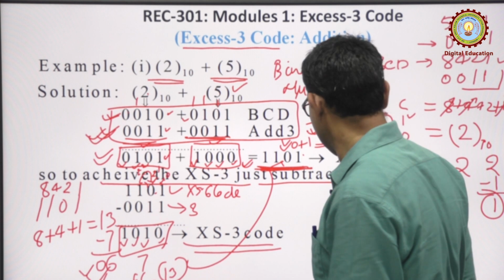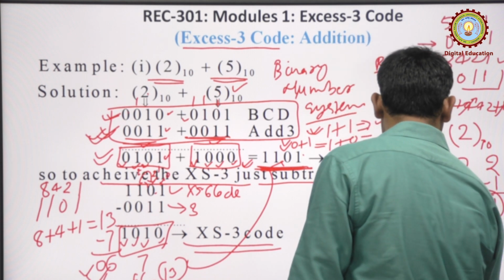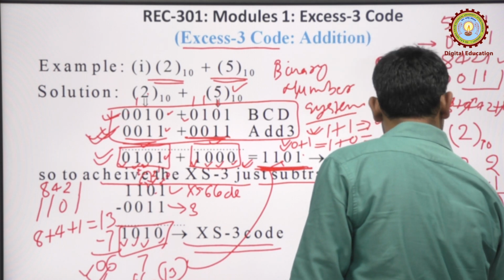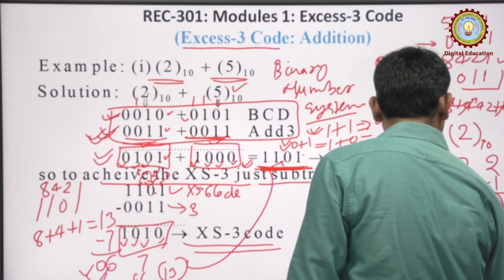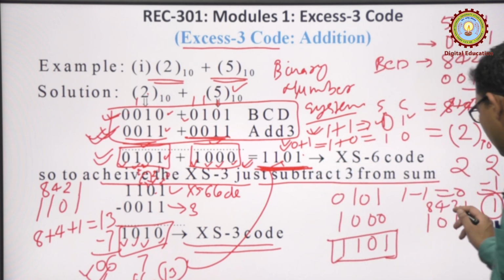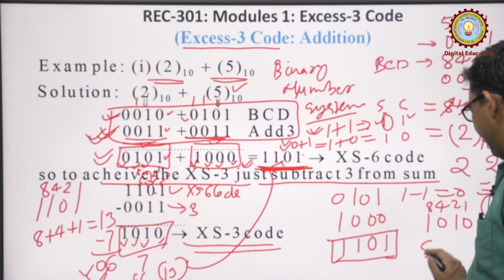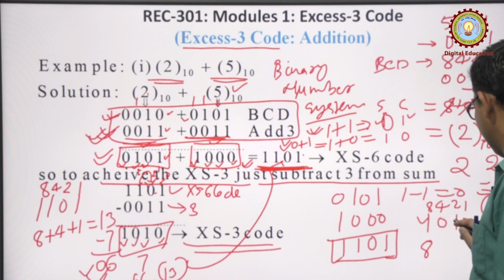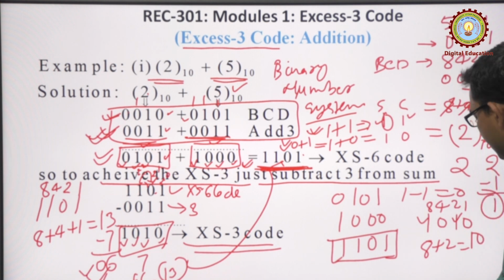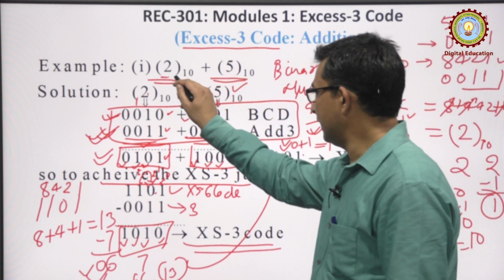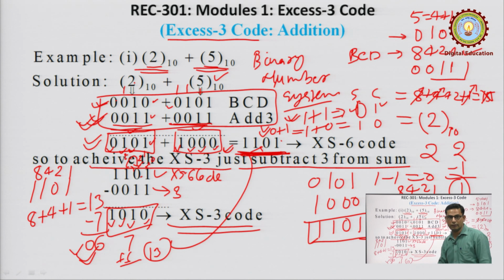We know the weightage value for the final number. So, this is 1010, and this is 8421. From here we can see that 8 is high and 2 is high, and 8 plus 2 is equal to 10. And if we add these, 2 plus 5 is equal to 7, we know that. So, 2 plus 5 is equal to 7.